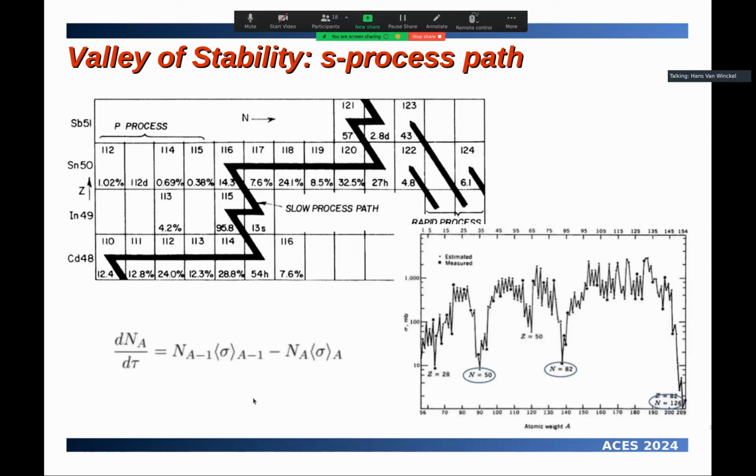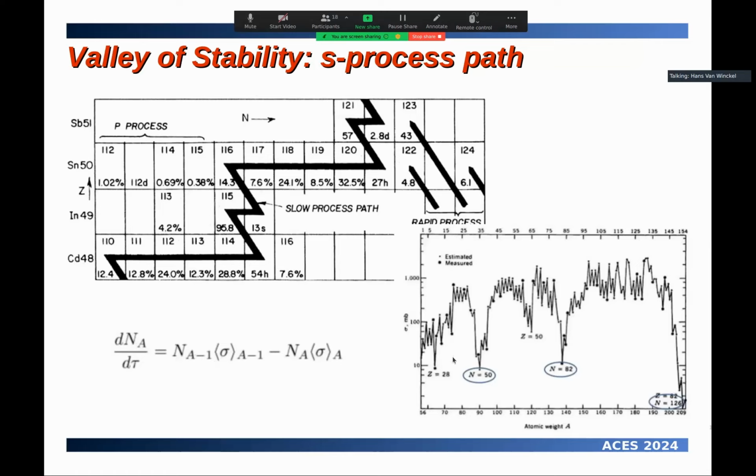Useful to know is this is the equation governing the nucleosynthesis. The change in the abundance of a certain element depends on how much is created by the previous neutron capture and how much is removed by neutron capture on the element itself. This tends to go to zero, so it's an equilibrium. That means that the abundance times the cross-section is a constant. So if you have a low cross-section, you have a high abundance. If you have a high cross-section, you have a low abundance.